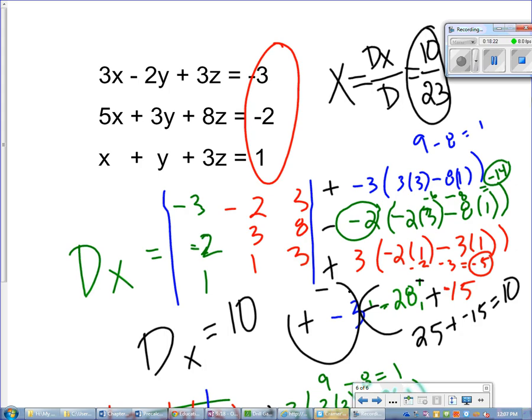Likewise, we could do y and z. We're not going to do them completely here, but I'm going to show you how to set them up. I want you to try y and z. I'm going to show you how to set them up, and I'm going to give you the answer, and then see if you can get the same answer.